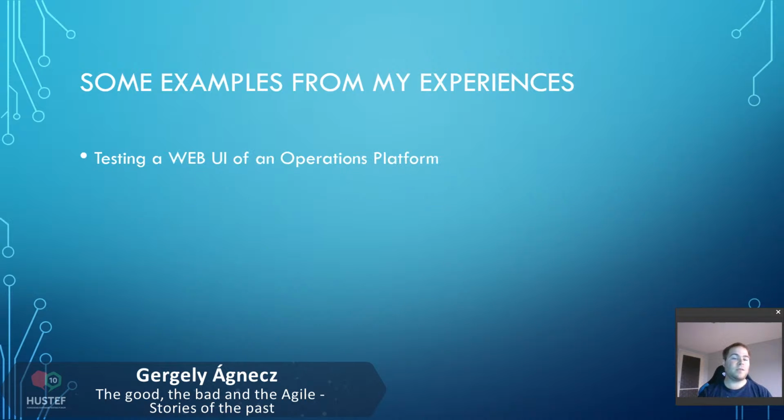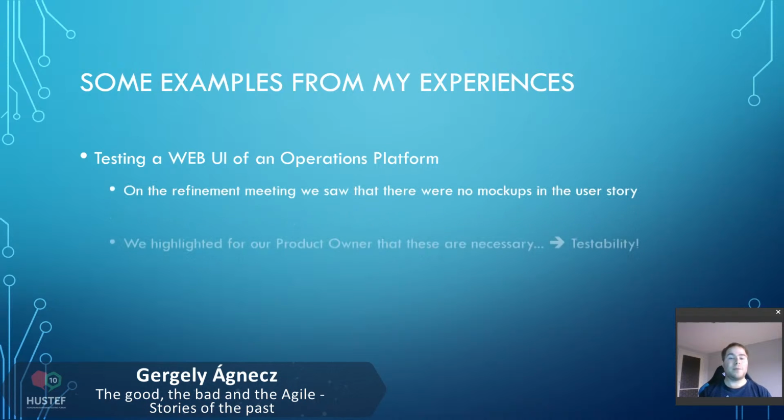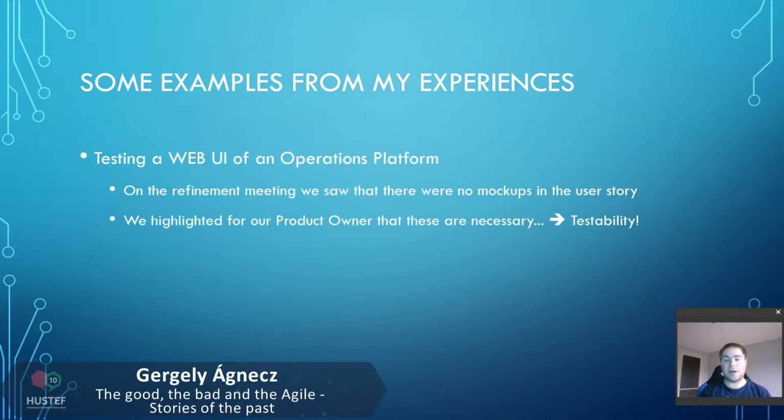The other example is testing the web UI of an operations platform. Here, in the refinement meetings, we saw most of the time that there were no mockups in the user stories. There were no screenshots of the planned UI, and we highlighted to the product owner that these are necessary for our testing. And this means the testability is driven by us as well, and we need to drive it as well.